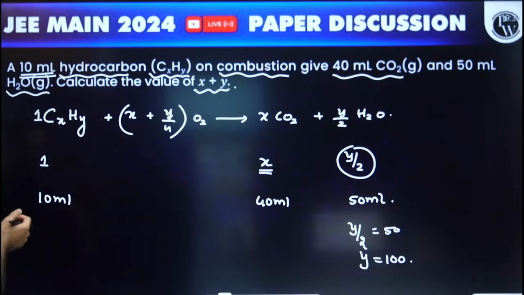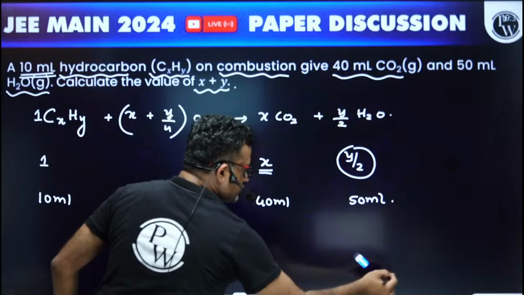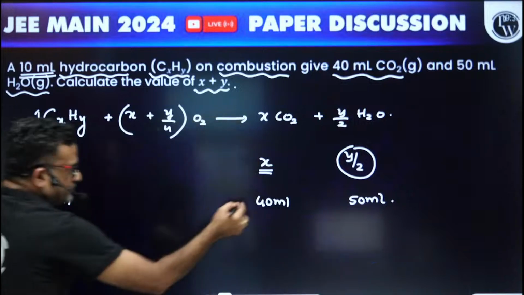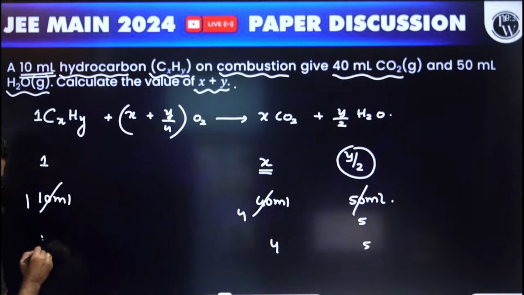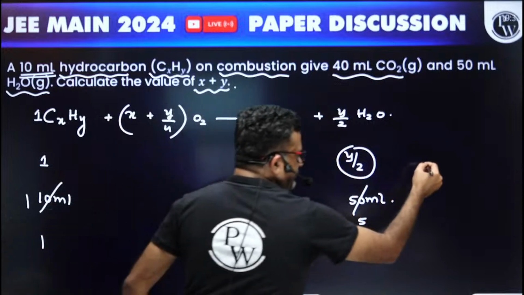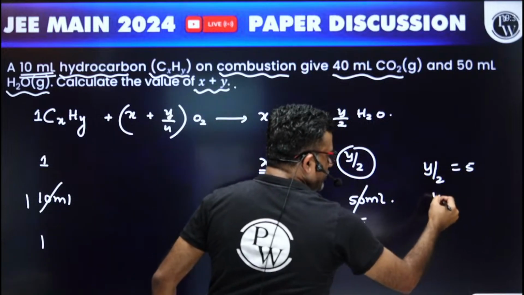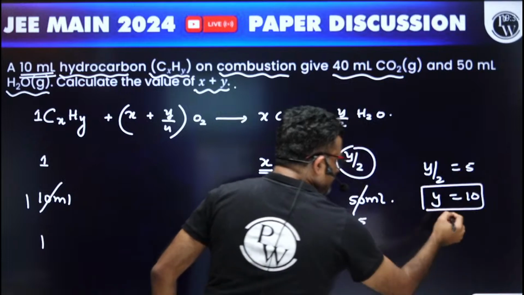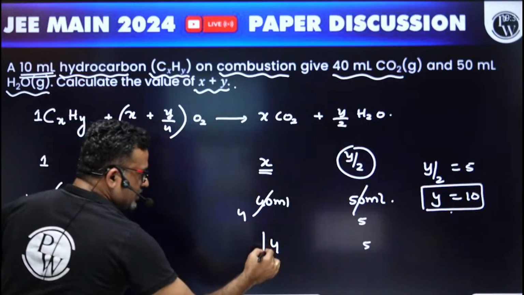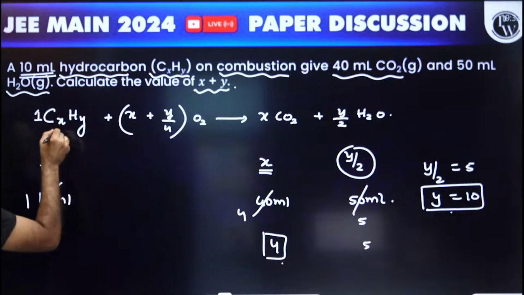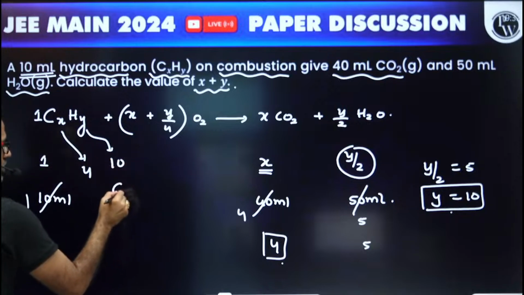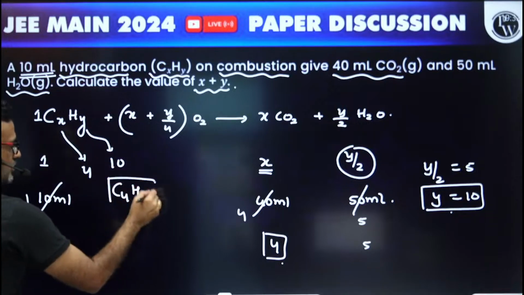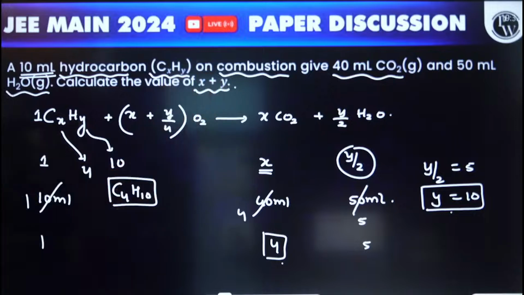Otherwise, we can take the simplest ratio. So this is 1, this is 4, and this is 5. So in that case, y by 2 is 5 and your y would be 10, and your x would be 4. If x is 4, your y would be 10. Your formula would be C4H10. What is the question? x plus y they have asked you. So x plus y would be 14. Is that clear?